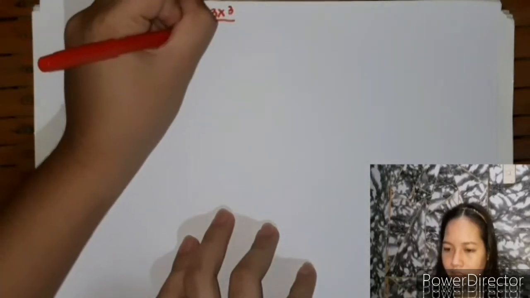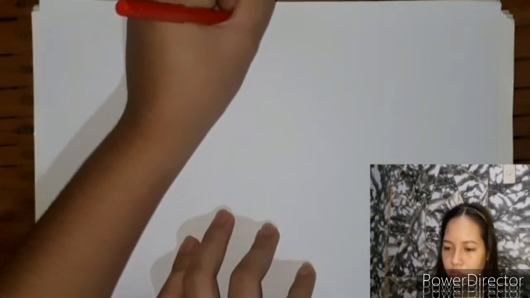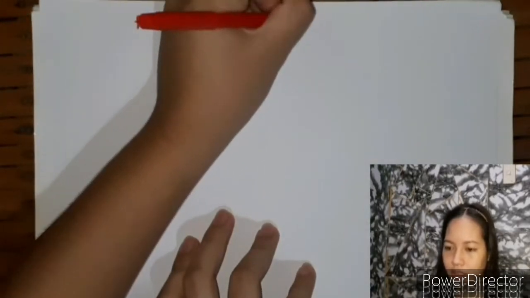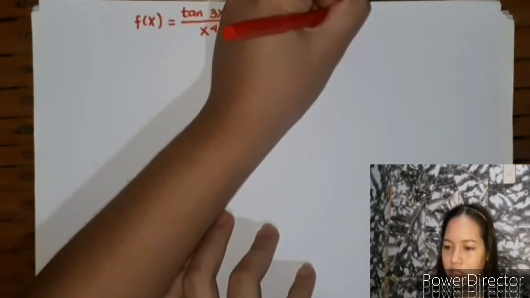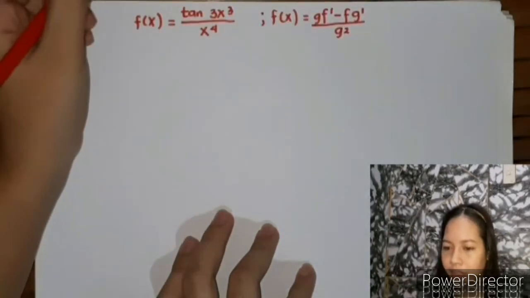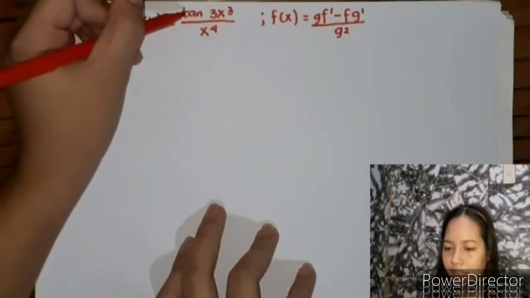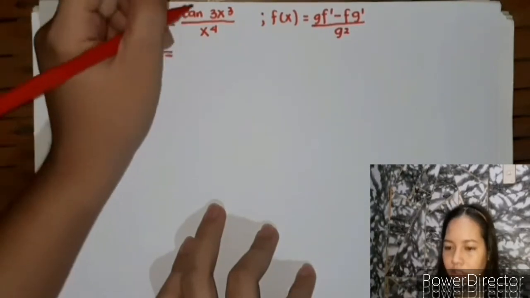We have the equation f of x is equal to tan 3x cubed all over x raised to 4. In order to get the derivative, we will use the quotient rule, such that f of x is equal to g prime of f minus f prime of g all over g squared. We let our f be tan 3x cubed and g be x raised to 4.